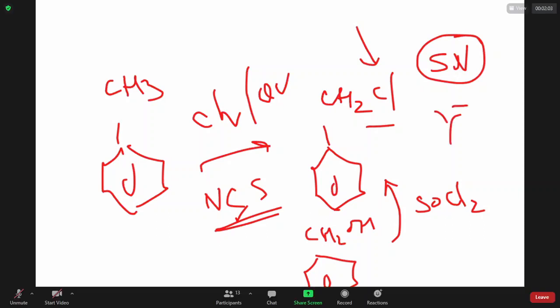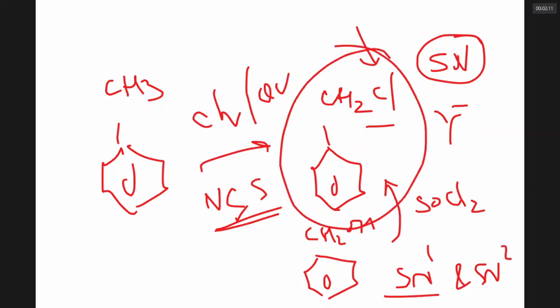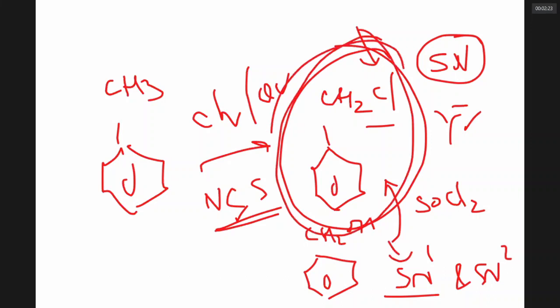Now, the SN reaction, as we know, is of two types, SN1 and SN2. SN1 means the speed of the reaction depends only on one species. First, this species should break down to give a carbocation. Then rapidly the incoming nucleophile will attack. So SN1 is where the speed of the reaction depends only on one species. Benzyl chloride undergoes SN1 but not SN2. There is a question, sir, why should benzyl chloride undergo only SN1 but not SN2?